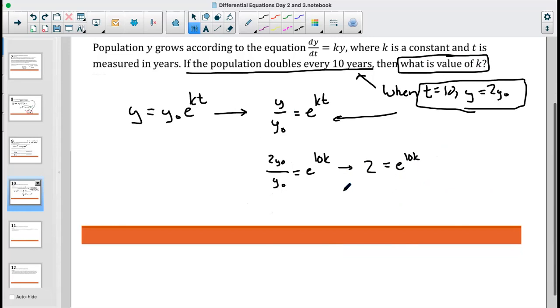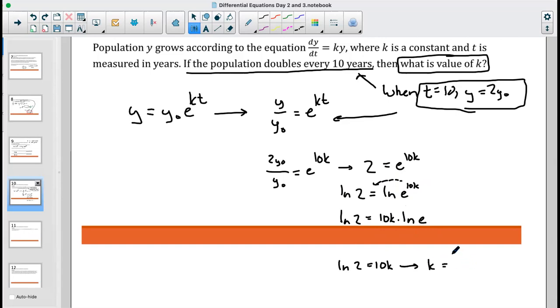This is that place where you wish you remembered logs from pre-cal. Well, I told you guys you were going to need it. Maybe you didn't believe me, but now you do. So log of 2 equals log of e to the 10k. I know that I can bring this exponent down here. And hopefully you know that the natural log of e is equal to 1. So the log of 2 is equal to 10k.